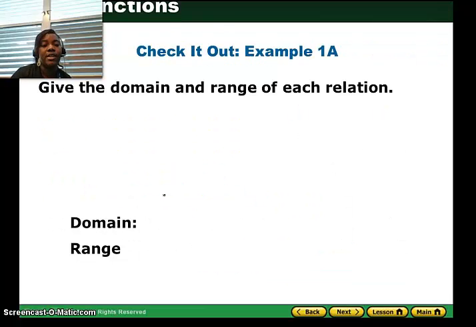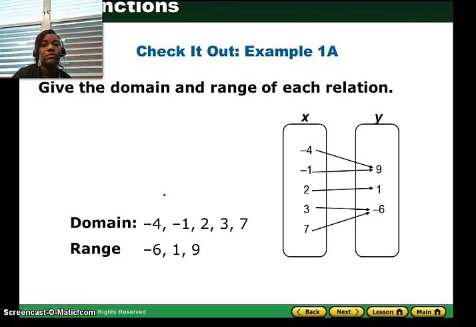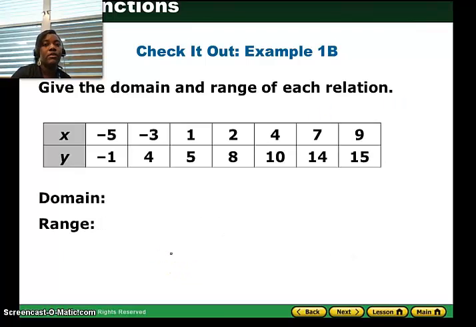Go ahead and find the domain and the range for this one. As we can see here, the domain will be all the x values and the range all the y values. Again, we want to make sure we list them in order, and here is the range. Now you go ahead and try this one. Pause, try it, and then come back and get the answer.